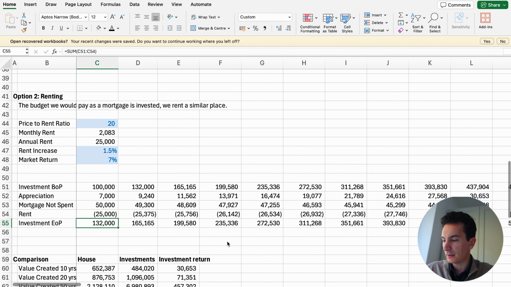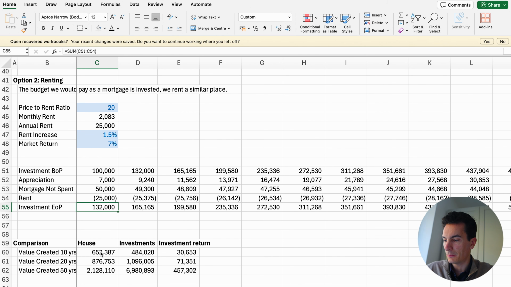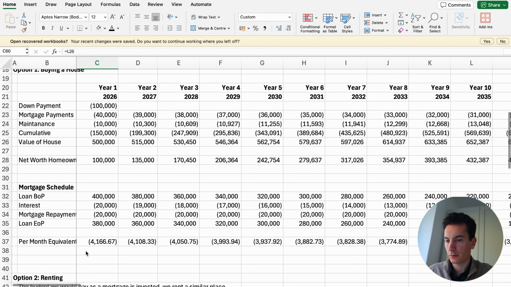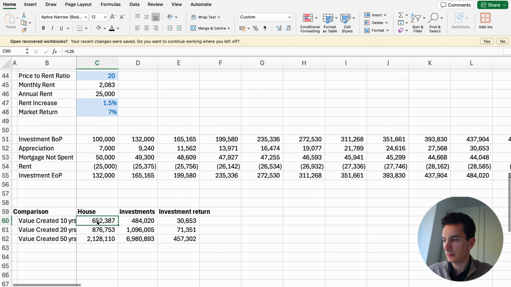But what is interesting now, I want to take 3 points in time when we look at this. And I want to see what's the comparison of value, right? So after 10 years, the house is valued at 652,000, whereas your investments are still at 484,000. So here, after 10 years, you would say, okay, the house has actually outperformed the investments. But I think I made a mistake here in taking the value of the house. This should actually be the net worth. So yeah, this is actually the net worth.